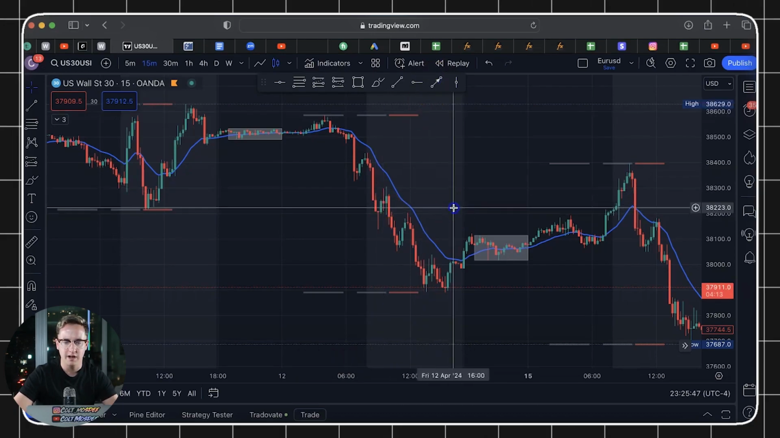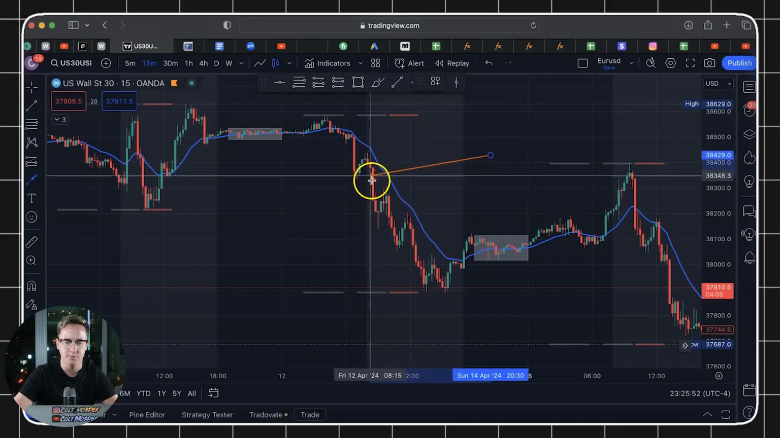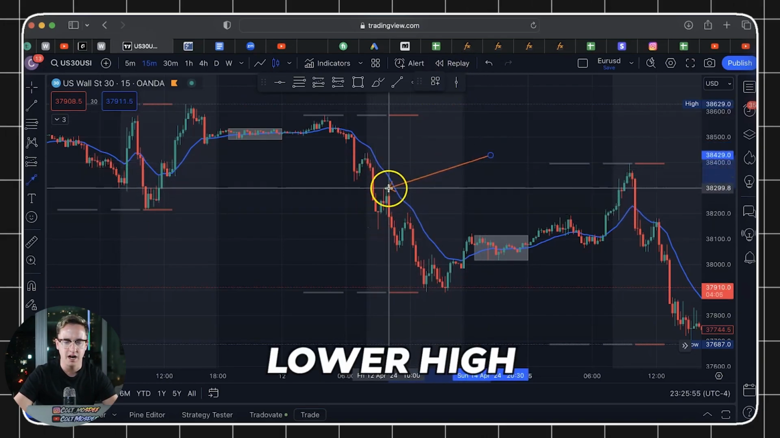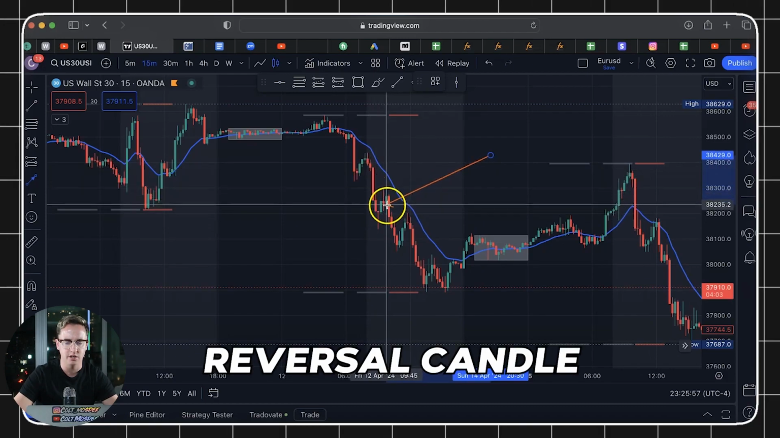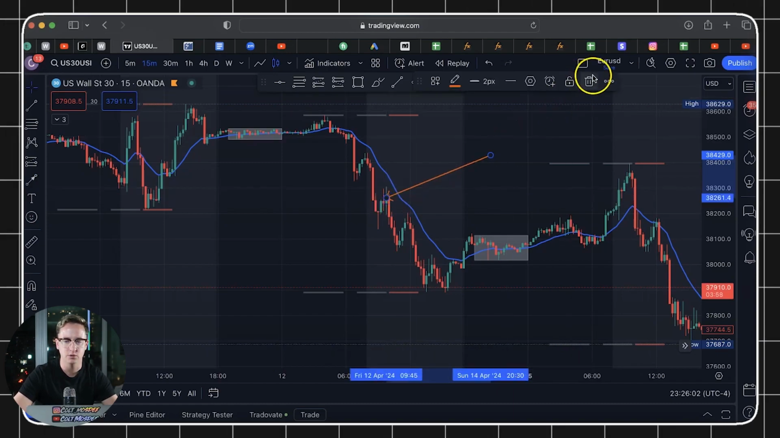but it formed right here. If you guys see, the market opened, formed this lower high. So it made this lower low. We have this lower high. We have this reversal candle that closed at 10 a.m. right here. And that was our signal to sell.